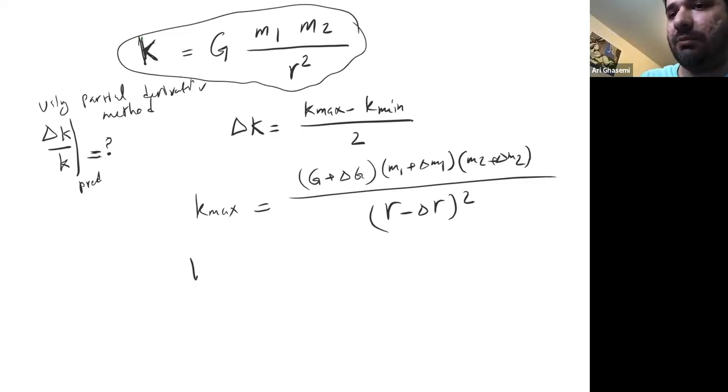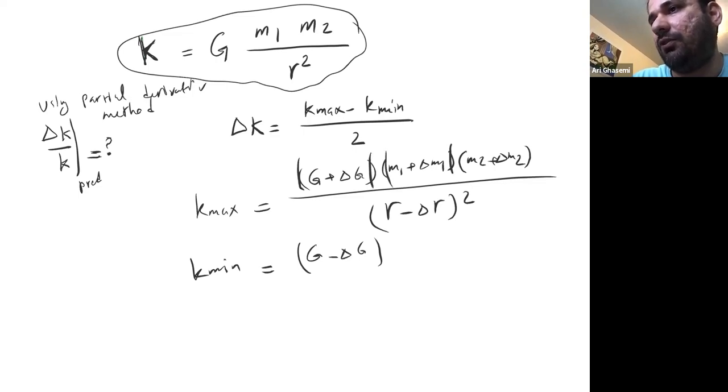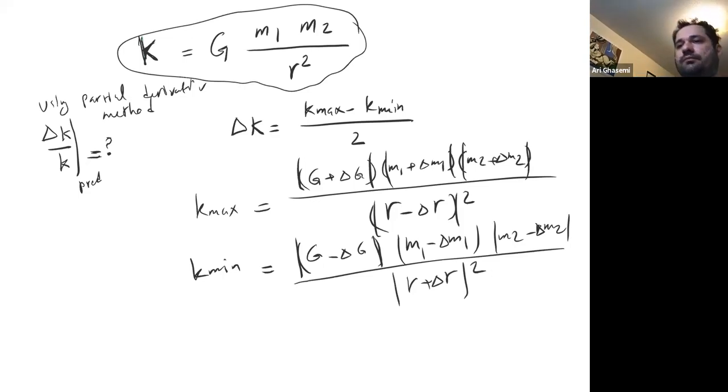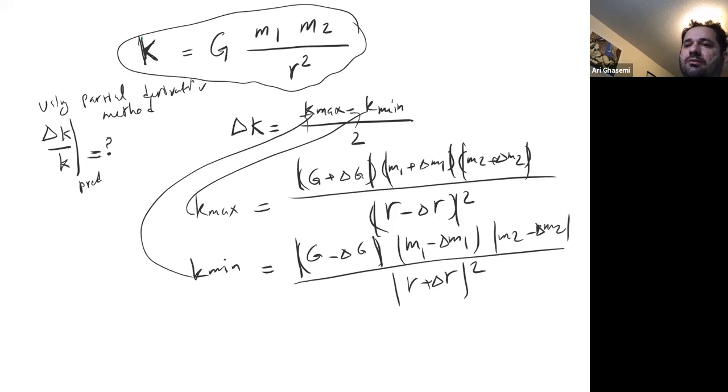Okay, and what is the k min? G minus delta g. Of course, these are absolute values again, but you know that most of these are already positive numbers. G minus delta g times (m1 minus delta m1) times (m2 minus delta m2) divided by (r plus delta r) squared. And then you compute these two decimals and then you put it here. And max minus min divided by 2 gives you delta k.